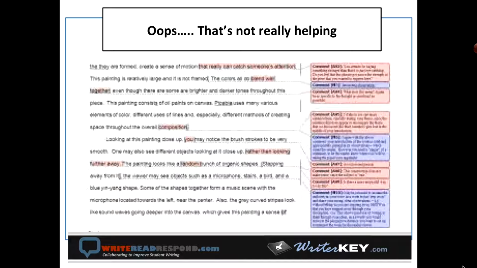Great. Terrific. So we left off here about picking your focus, and commenting on everything at once overloads you and your students. There are some technology tools like WriterKey.com which can help you focus your feedback. But we also know that there are other tools that do the exact same thing we did in writing, but just use technology to do it.